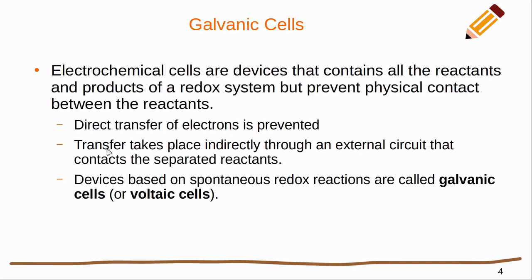Instead, what we're going to do is redirect those electrons through an external circuit that's going to be in contact with the two reactants. What that's going to allow us to do is that flow of electrons through that external circuit is electricity, and we're going to be able to do work with that electricity. Devices based on spontaneous redox reactions are called galvanic or voltaic cells. Okay, so they're spontaneously going to produce electricity.